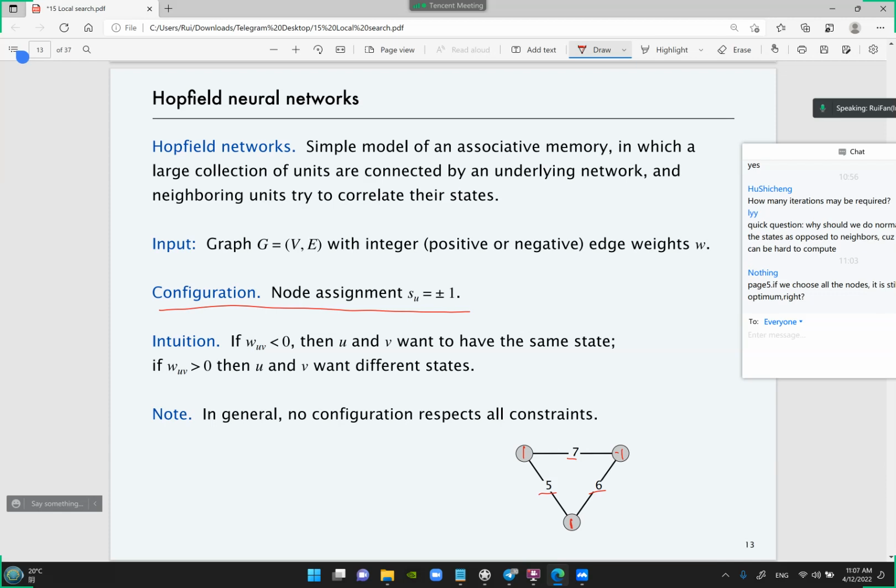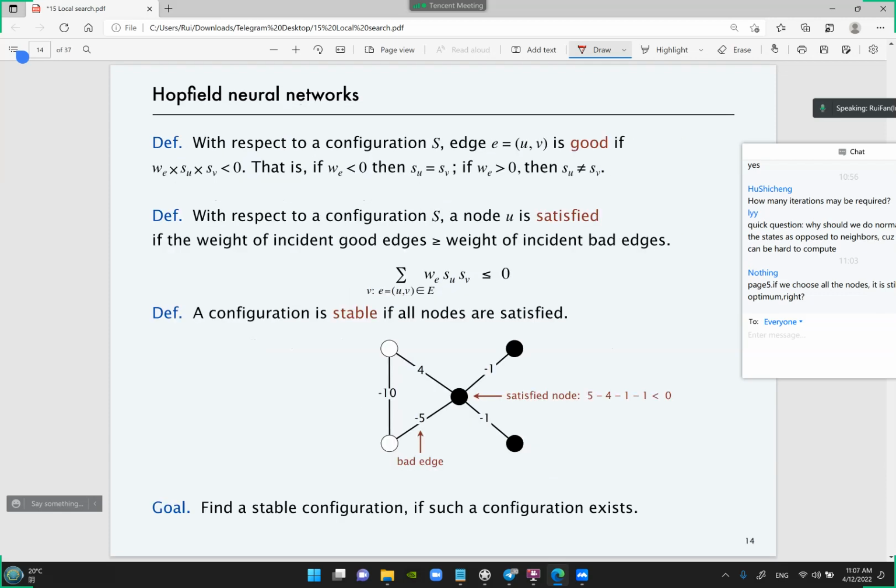Let me be a bit more precise about this. Actually, for our algorithm, we're not going to satisfy as many as possible. We're going to instead look for something called a stable configuration. Let me say what a stable configuration is. First of all, if you have an edge that is satisfied, then you say it's a good edge, and otherwise you say it's a bad edge. What we mean by satisfied is, for example, if you look at this edge over here, you have a positive weight, and the endpoints are different states.